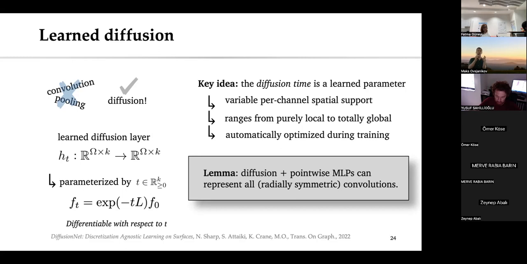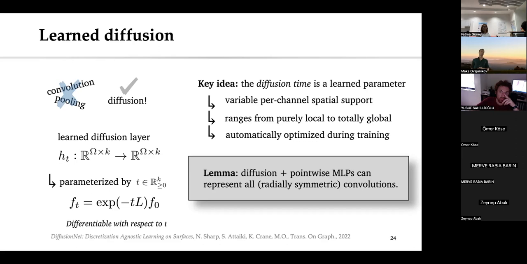We have a block, which is a diffusion block, and it has these K channels, and for every channel we have a separate learned parameter. I think because that's how much smoothing. Exactly, how much smoothing for every channel, and it's per channel.